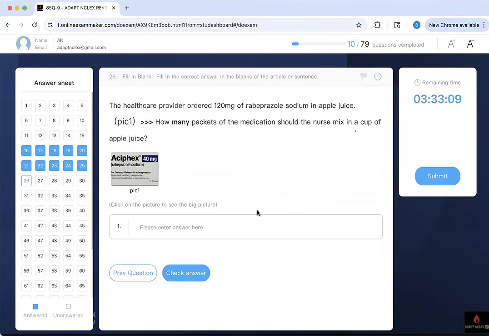Question. They say the healthcare provider ordered what? 120 milligrams of the medication. So 120 milligrams of the medication. How many packs do I need? I was told one pack is what? 40. Therefore, I need to make sure the pack is on the top. So 40 milligrams times one pack.